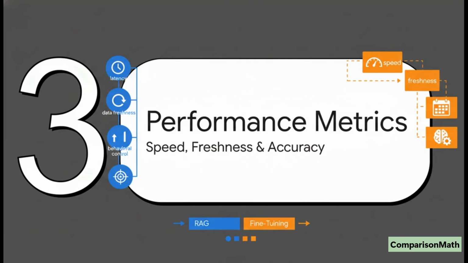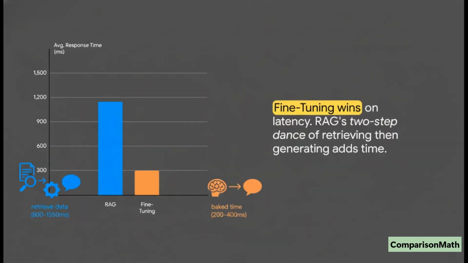Now we need to talk about performance. We're going to look at both of these architectures across 3 really important metrics: speed, how up-to-date the information is, and how much control you have over its behavior. When it comes to speed or latency, fine-tuning is the hands-down winner. No contest. Because all the knowledge is already baked into the model, it just spits out the answer directly, usually in about 200 to 400 milliseconds.